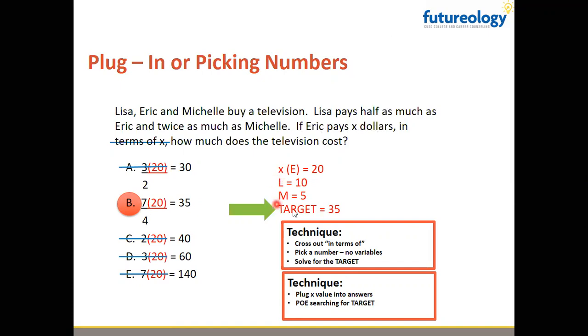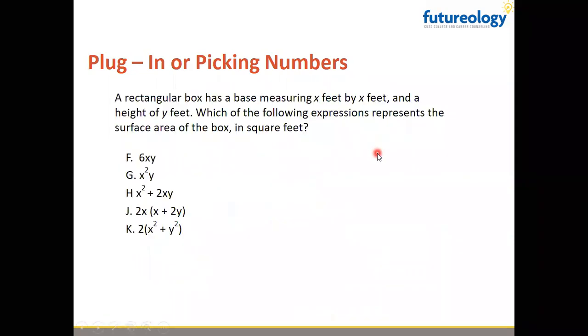Notice again how I'm doing the same technique. I'm picking a number for the variable. I'm going through each line of the word problem. I'm solving it based on what's given to me, find my target, then I do process of elimination and I search for my target. Here's the thing: if sometimes more than one answer works, you've got to plug in a different number. That might happen on different questions. So let's do another one, okay? Here we go.